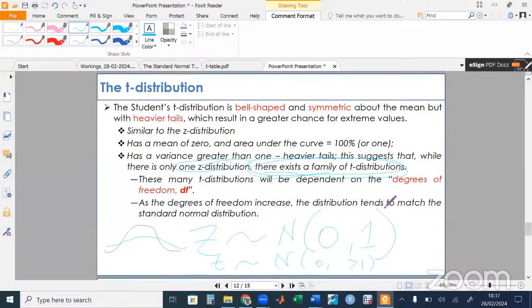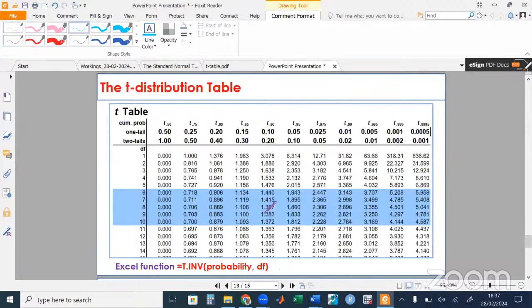But take note of the fact that as you increase the sample size, as the degrees of freedom increase, the distribution will almost match the normal distribution. So which tells you that for the T distribution, you could possibly be working with smaller samples compared to the Z. So this is good theory for you to reflect on.